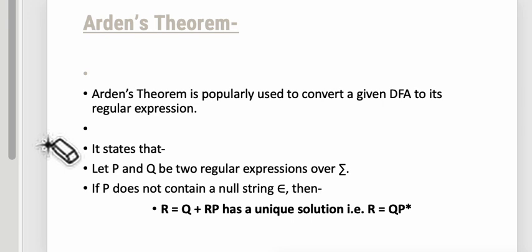What this method says is, if there are two regular expressions, let's say P and Q, and P does not contain epsilon, then whenever we have an equation R equal to Q plus RP, we can replace that equation by the solution R equal to QP star. So we have to form an equation in the terms of R equal to Q plus RP, and then replace it by R equal to QP star. That is the Arden's theorem statement.